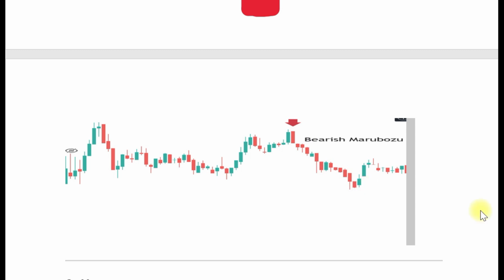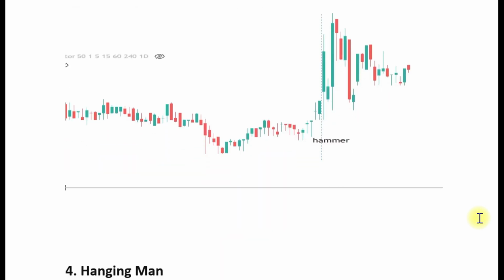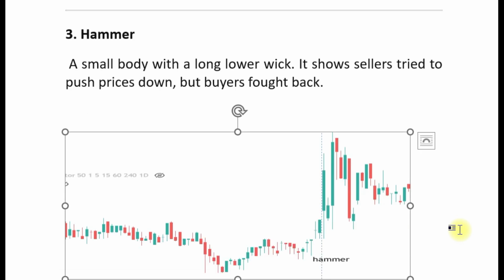Next comes the hammer pattern. Hammer is a small body with a long lower wick. It shows sellers tried to push the price down, but buyers took control and pushed the price higher.